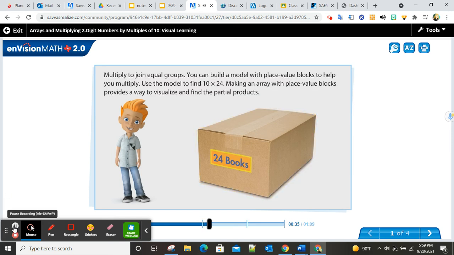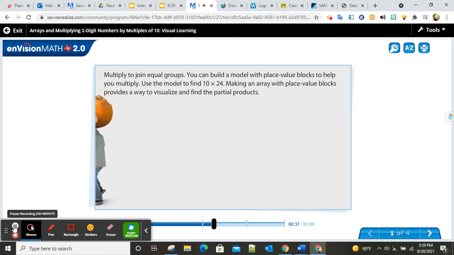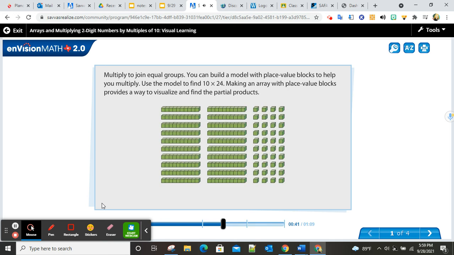Multiply to join equal groups. You can build a model with place value blocks to help you multiply. Use the model to find 10 times 24. Making an array with place value blocks provides a way to visualize and find the partial products. Let's put that in our notebook.